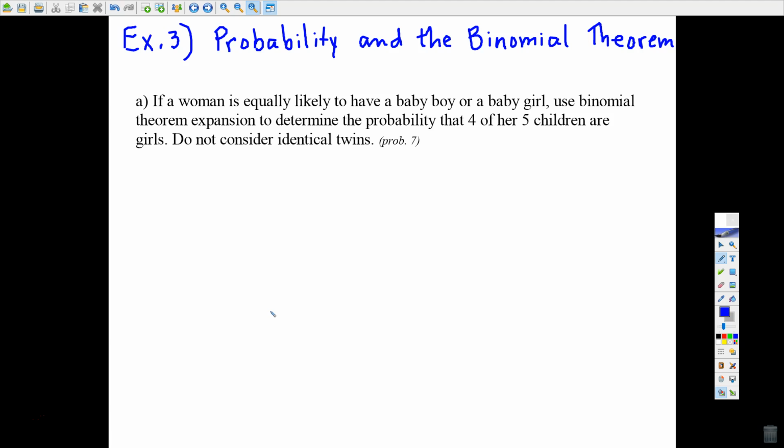So here is how we can use the theorem to answer some probability problems that involve 2 possible outcomes. What are our 2 possible outcomes here?